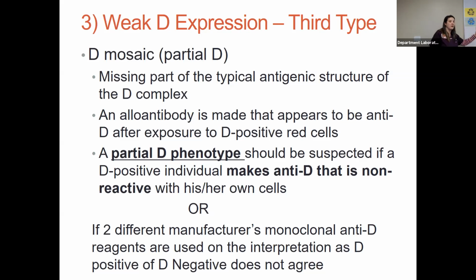Some people lack the whole antigen. And then what you'll see with this guy is he can test as D positive, but he's also going to have anti-D in his plasma. All right, so anytime you see that, you should automatically suspect some type of mosaic D, partial D. All right.